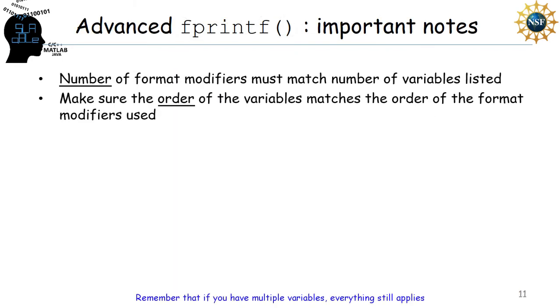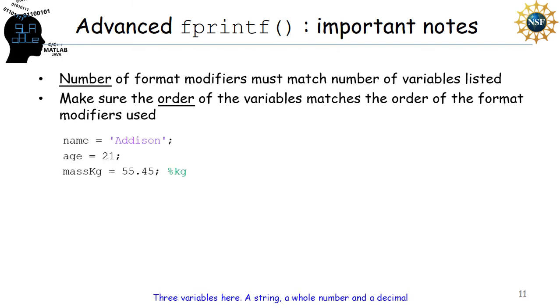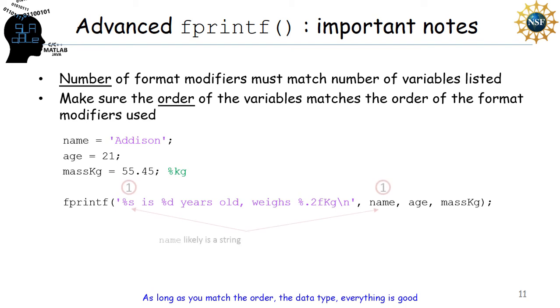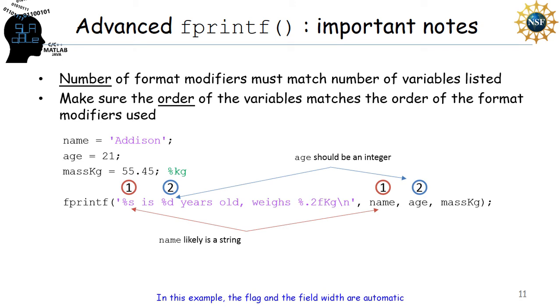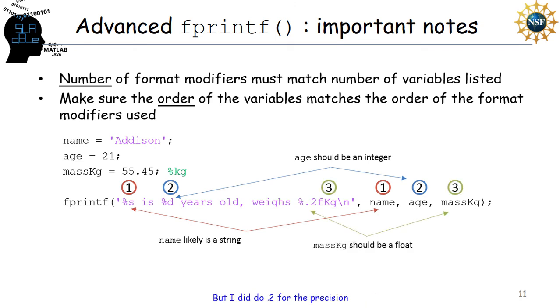Couple important notes. Remember that if you have multiple variables, everything that we're showing you still applies. Every single placeholder, every single variable has to match in data type and order. 3 variables here, a string, a whole number, and a decimal. As long as you match the order and the data type, everything is good. In this example, the flag and the field width are automatic. I didn't even play with them, but I did do a 0.2 for the precision.